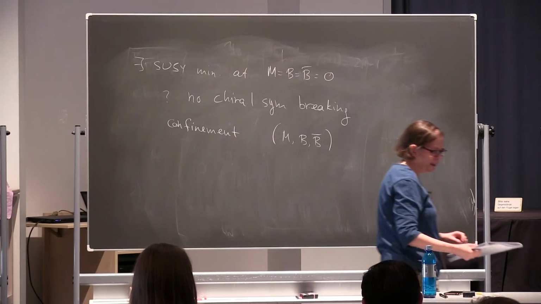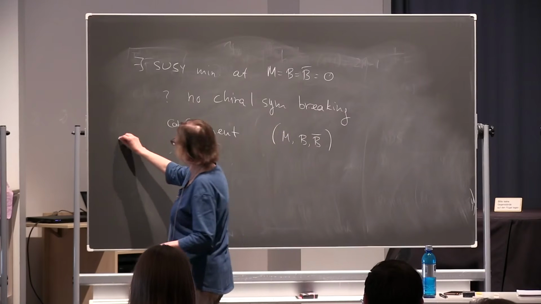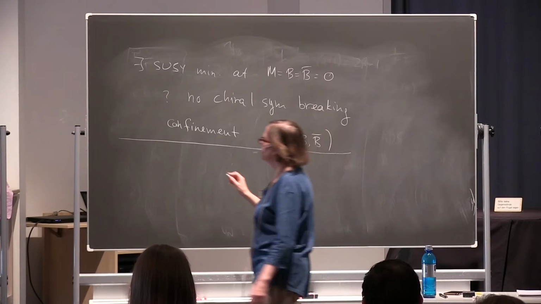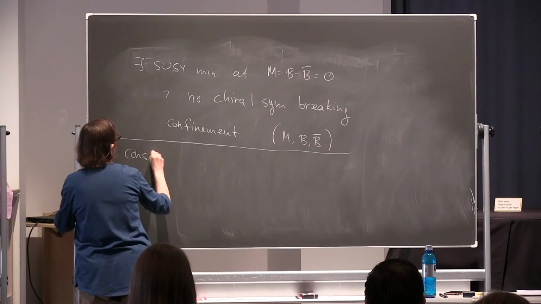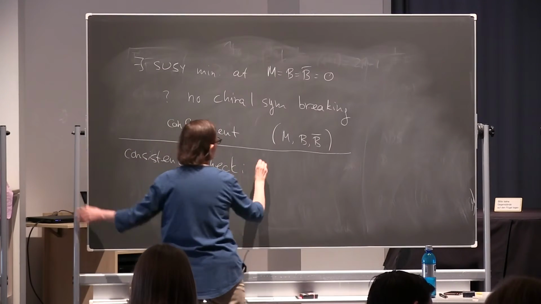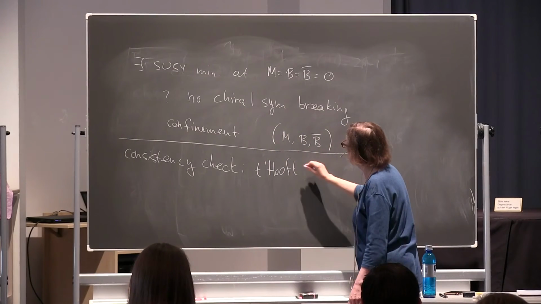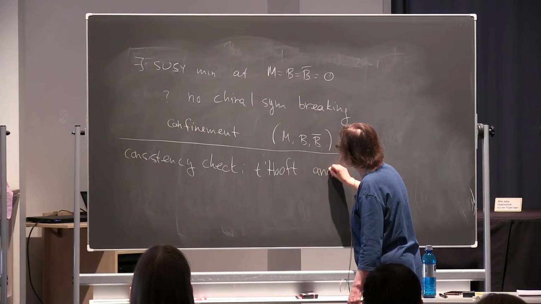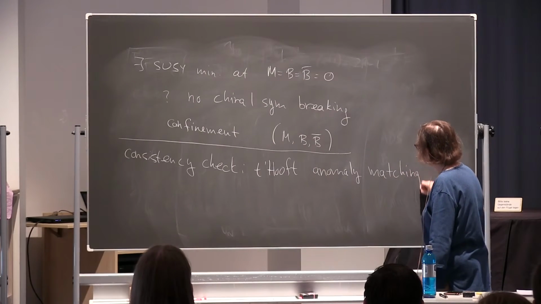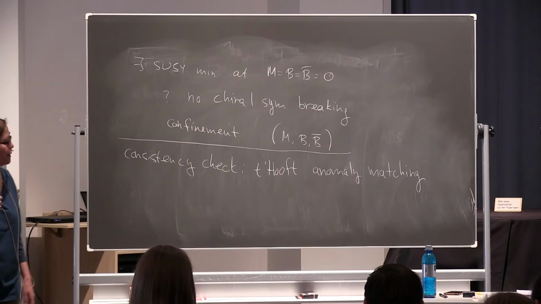So how do we check this? There is one very non-trivial consistency check on this sort of thing, and let's describe that now. The consistency check is something called 't Hooft anomaly matching. And I'll just describe how we do this in this case, and then you can see how it works.